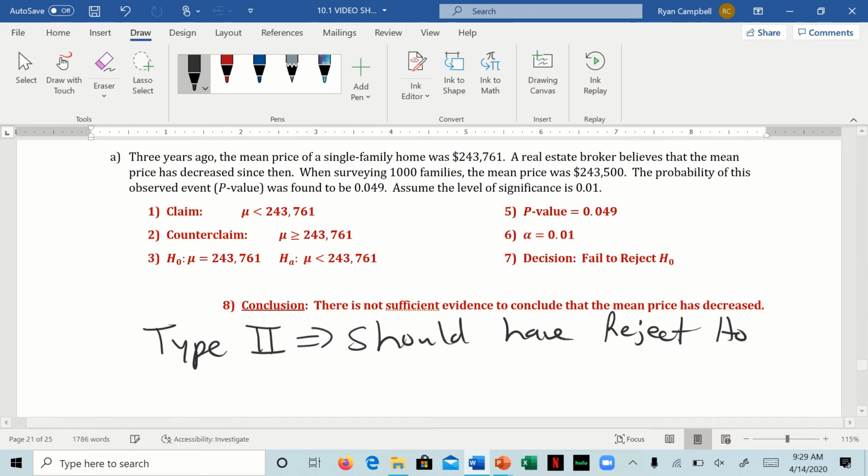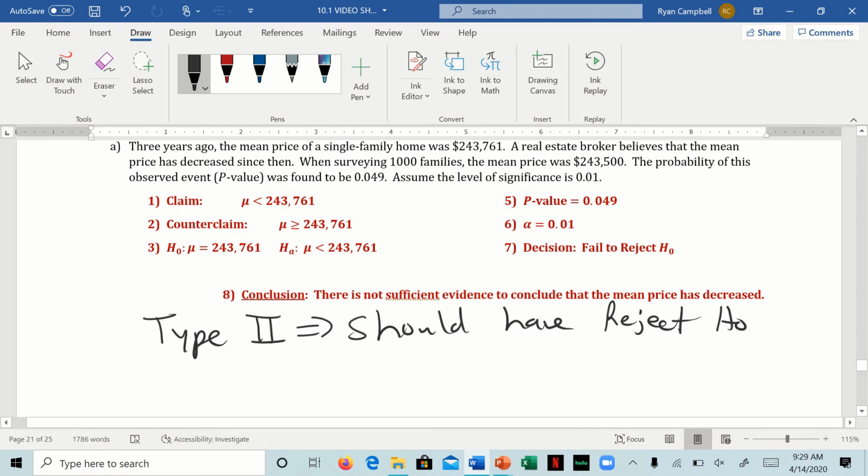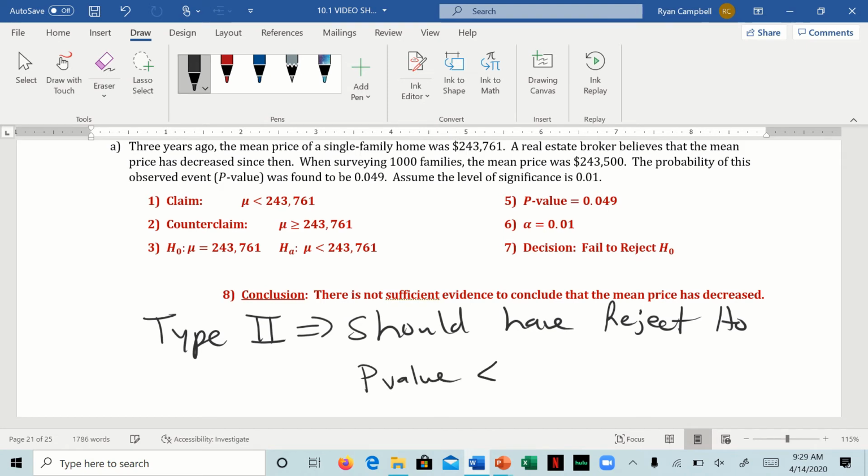Now, how could we have rejected it? So if you go back and think about this, when do we reject things? When do we reject the null hypothesis? We do it when the p-value is less than alpha. But in this case, the p-value was greater than alpha. Now, we can't change the p-value. That's the probability of what we actually observed. So that's set in stone.